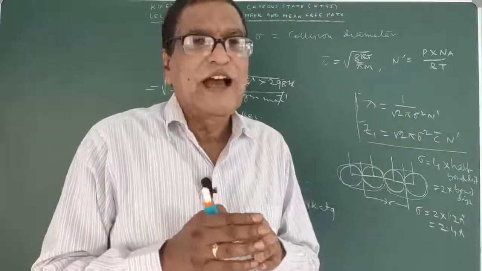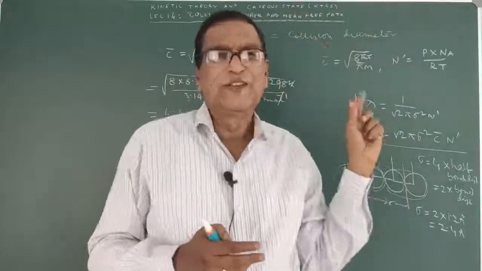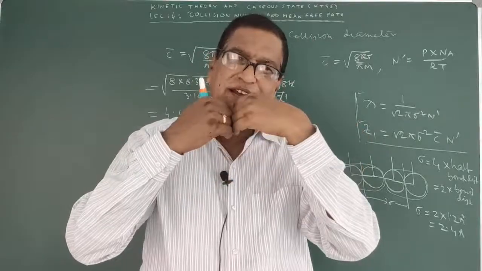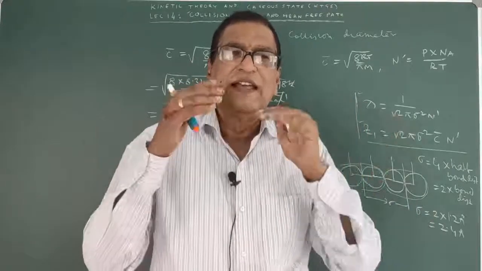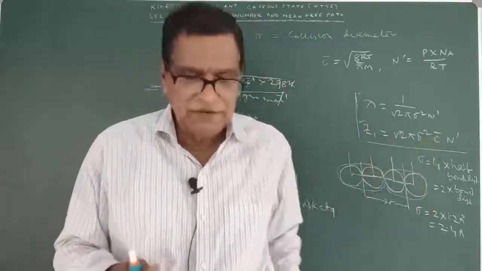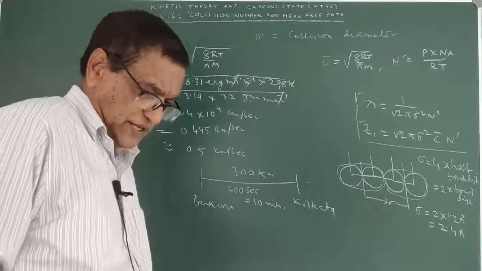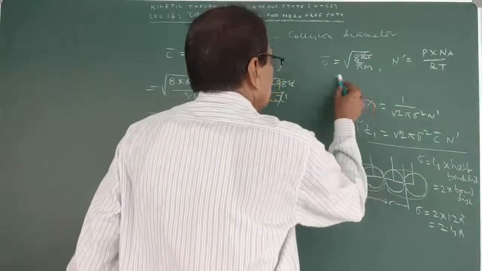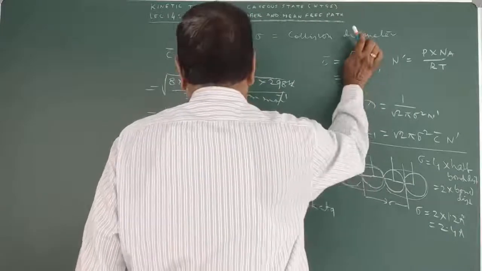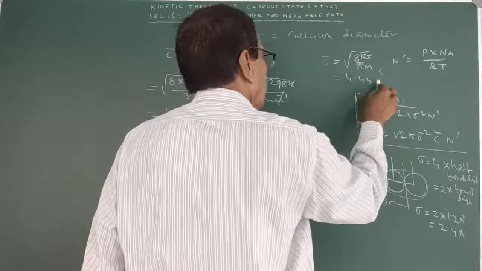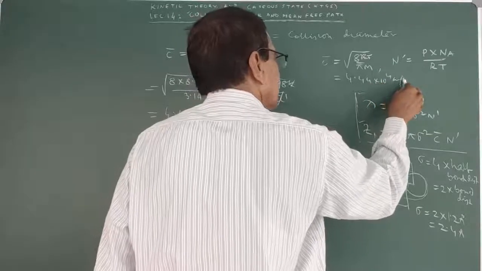However, more time will be required on the way, because the oxygen will make collisions with other molecules and the trees, buildings, etc. So the time required will be very much larger than this. So this is a very large velocity. I can write here C bar is equal to 4.44 into 10 to the power 4 centimeter per second.